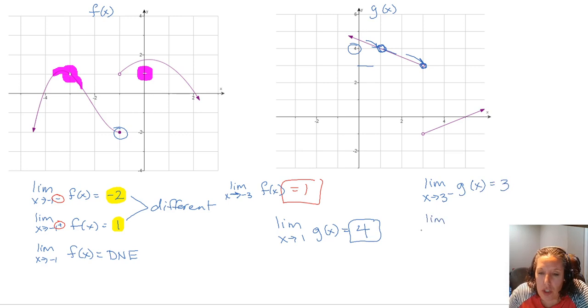And if we are approaching from the positive side, our y value is getting closer and closer to -1. And since these are different, that means that the limit as x approaches 3 in general for our g of x does not exist.